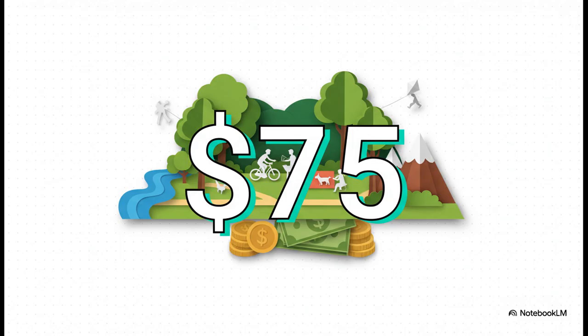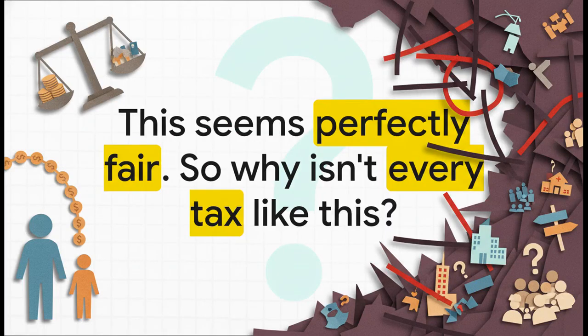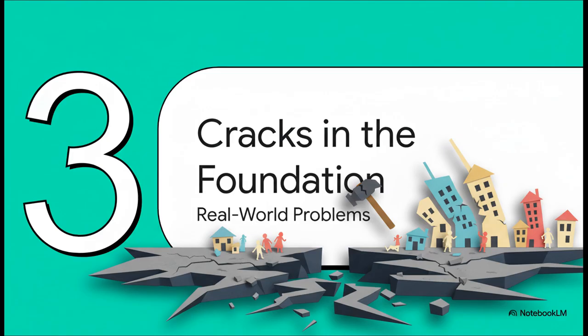I mean, it sounds like the perfect solution, doesn't it? Yeah, it seems so elegant, so fair. You pay for what you get. Simple. So why don't we do this for every tax? Well, the problem is, as soon as we step out of our neat little two-person model and into the messy real world, some pretty big problems start to pop up. Yeah, it turns out that this beautiful, elegant theory, well, it has some pretty serious cracks in its foundation when you actually try to build a society on top of it.